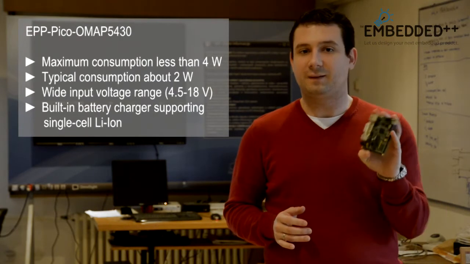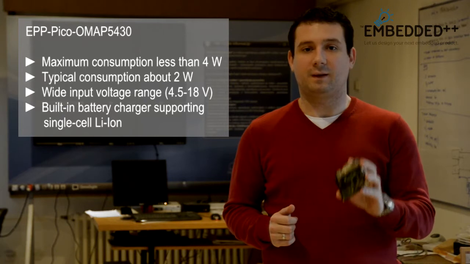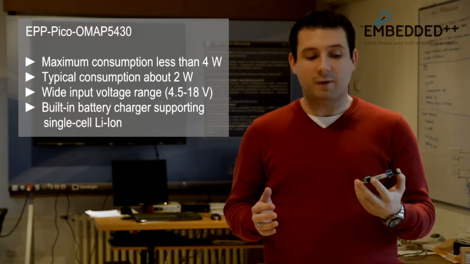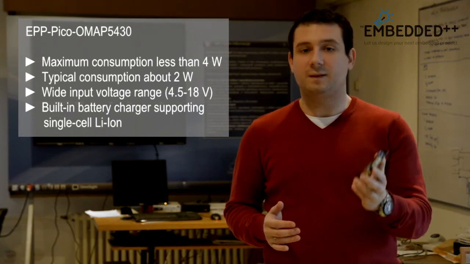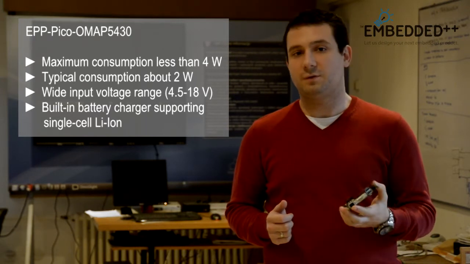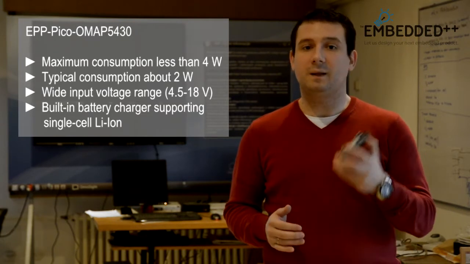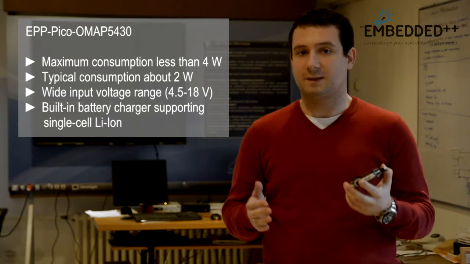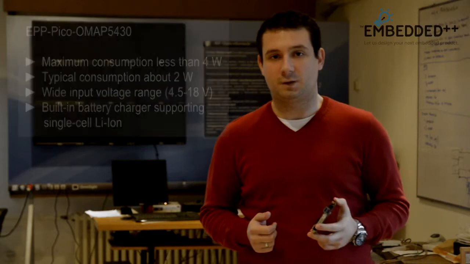Before we start with the software, it is very important to mention that this is a fanless design with very low power consumption. Maximum power consumption of the board is less than 4 watts and typical power consumption is about 2 watts. When it comes to power, this device is very flexible. First of all, it accepts a wide input voltage range from 4.5 to 18 volts, but there is also a built-in battery charger supporting single-cell lithium-ion batteries, which makes it perfectly suitable for portable applications.